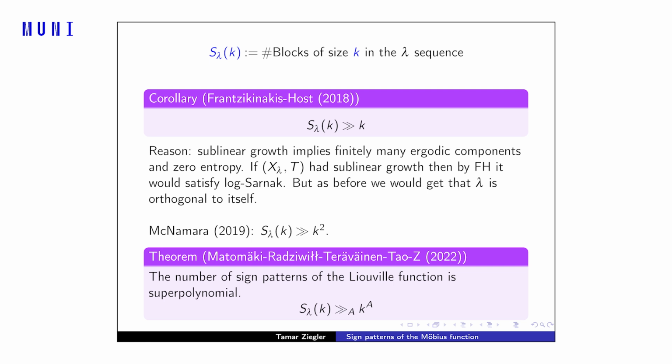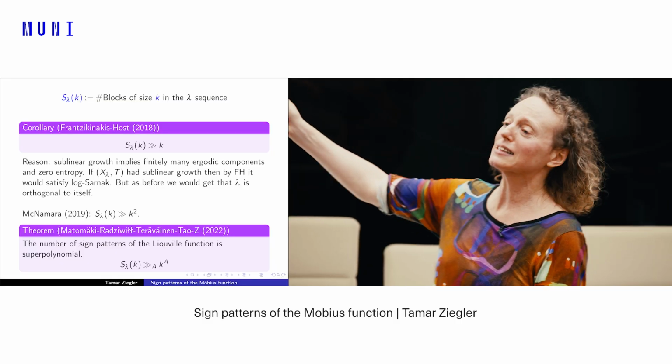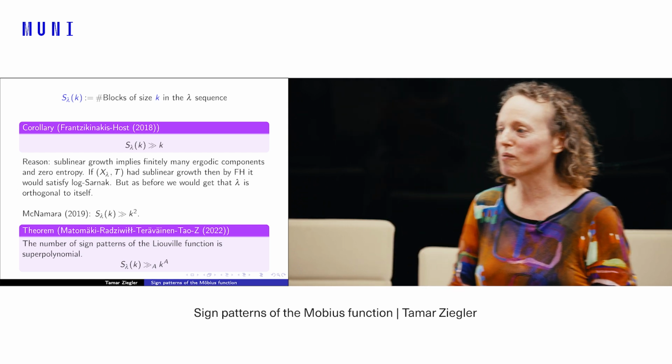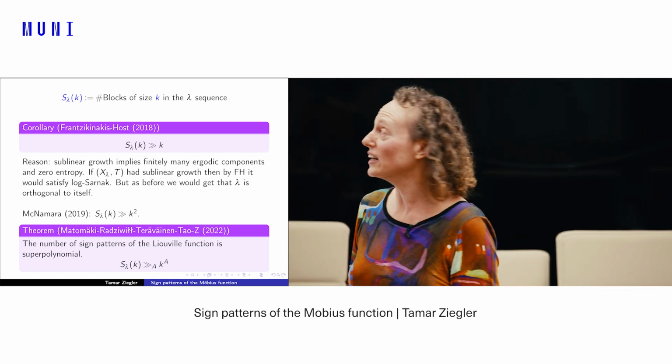But that doesn't use dynamics. That goes back to additive combinatorics. So this is the best thing we know to date: that we grow super polynomially. We believe that we grow exponentially.